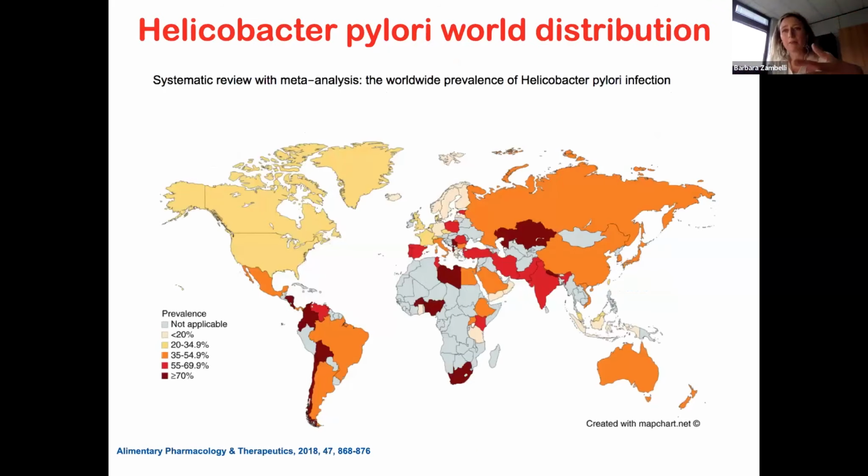And in the case of pylori, for example, you can see that the bacterium is very spread around the world, with, in some countries, even more than 70% of people infected by the bacterium. And in many countries, the range is between 30 and 50%.